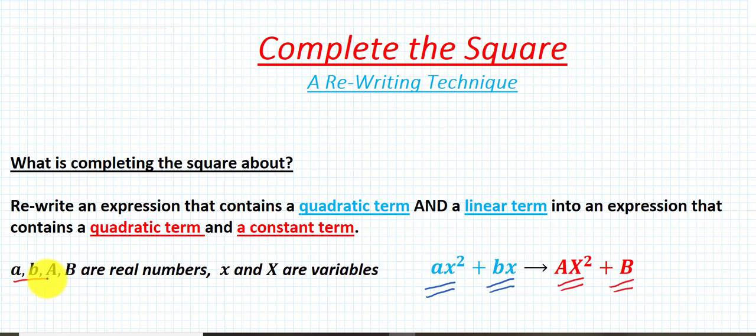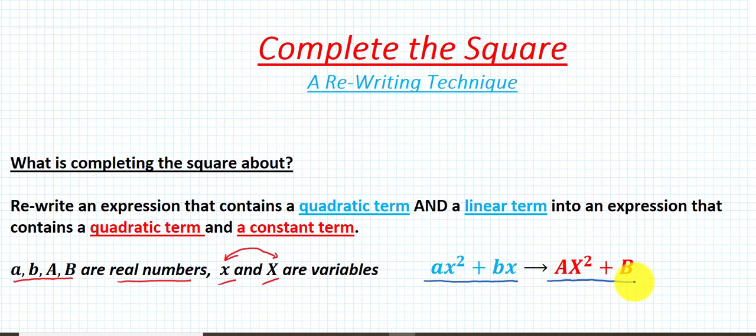Lowercase a, lowercase b, capital A, capital B are real numbers, and lowercase x and capital X are variables. There's a very simple relation between the two variables, but they're not the same. So why do we want to rewrite an expression like this as an expression like that?